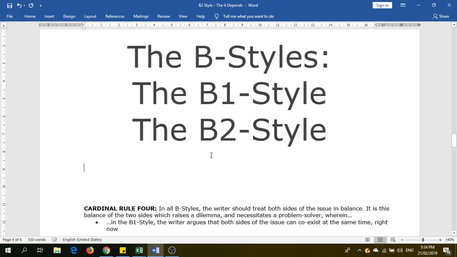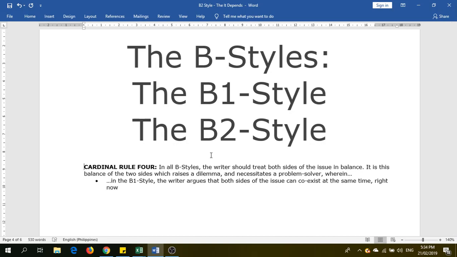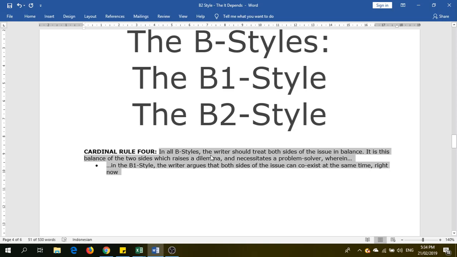And therefore, when it comes to the cardinal rule stated earlier, cardinal rule number 4, let me read that again. It states that in all B styles, the writer should treat both sides of the issue in balance. It is the balance of the two sides which raises a dilemma and necessitates a problem solver, wherein in the B1 style, the writer argues that both sides of the issue can coexist at the same time right now.